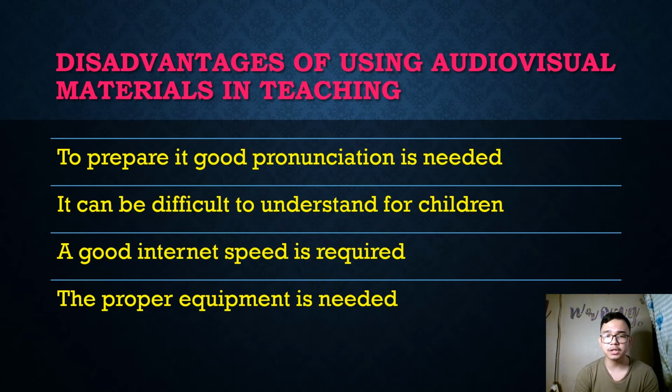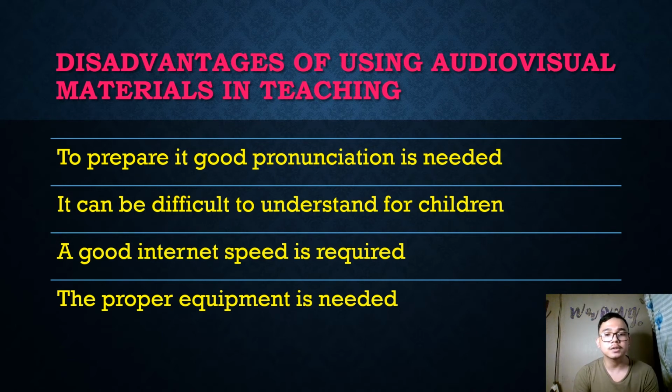Why? It is because if you're going to mispronounce a particular word, it will create miscommunication. And it can also be difficult to understand for children because most of the things that we can see on videos are mostly complex because it tries to let us understand it. And also, a good internet speed is required. Exactly. Because if you're going to upload your video on, for example, YouTube, you need to have a good internet speed so that you will not have a long period of time while uploading it.